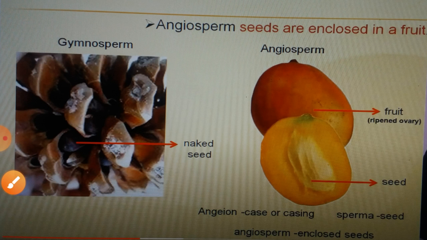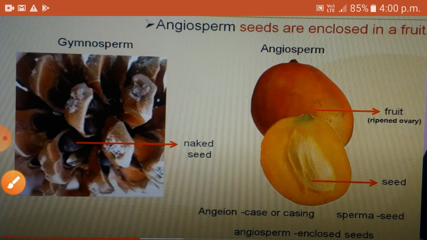Unlike the naked seeds of gymnosperms, in angiosperms the seeds are enclosed in a fruit. The word angiosperm comes from two Greek words. Angion means case or casing, that is a covering, and sperma means seed. So angiosperm means enclosed seeds.